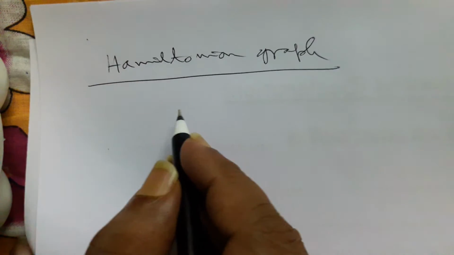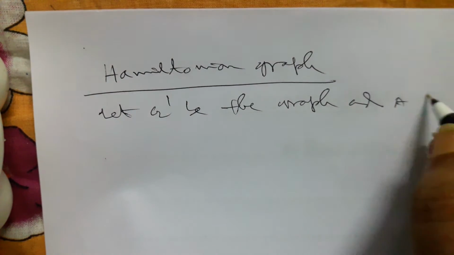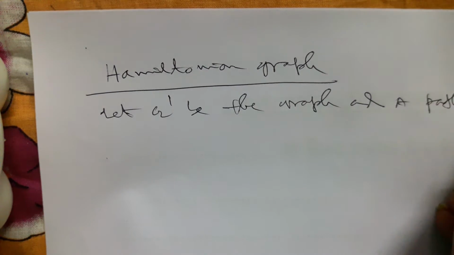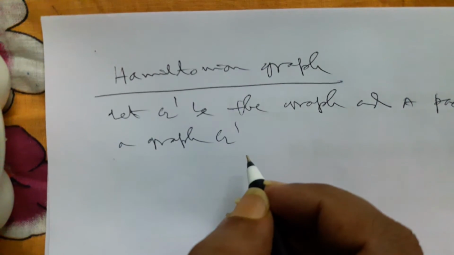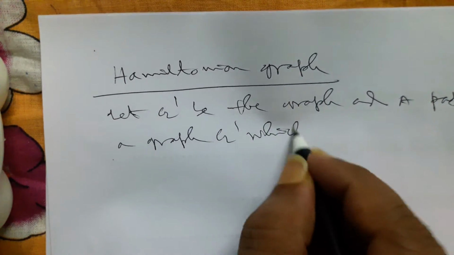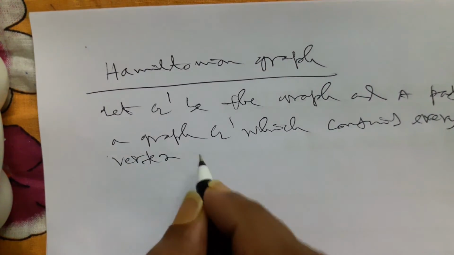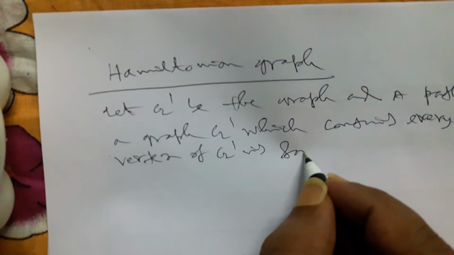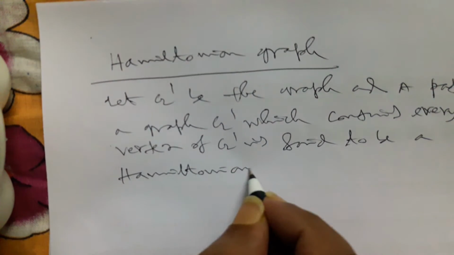To get these basic ideas, at first let G dash be the graph, and here is very important: a path in a graph G dash which contains every vertex of G dash is said to be a Hamiltonian path.